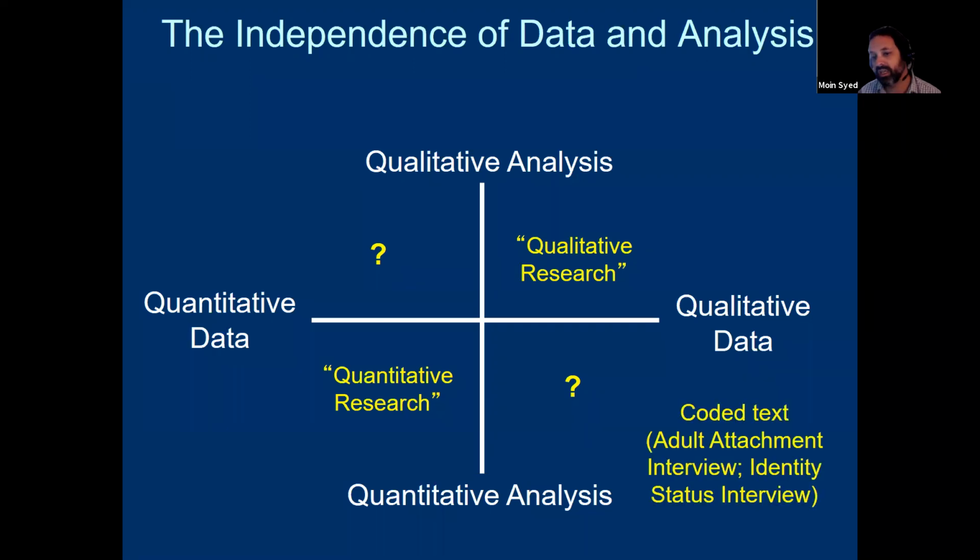So we can see this in, for example, the adult attachment interview, identity status interview. These are widely used in developmental psychology research, but anything really where there's some sort of open-ended response that's then taken and categorized and quantized and used subsequently in quantitative analysis. What we're talking about there is we're mixing the data source and the analysis type, right? So these two are blended.